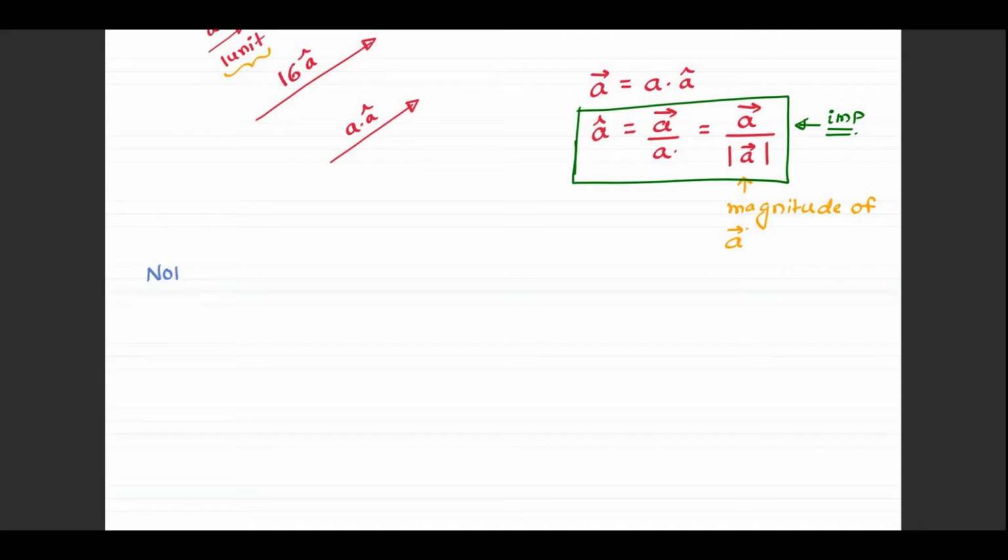A very important property of unit vector, note: magnitude of unit vector is 1. Magnitude of unit vector is 1. Okay? Fine.